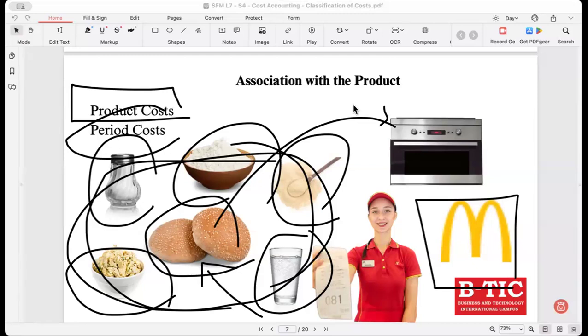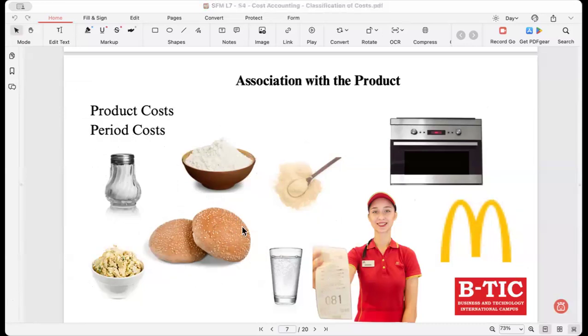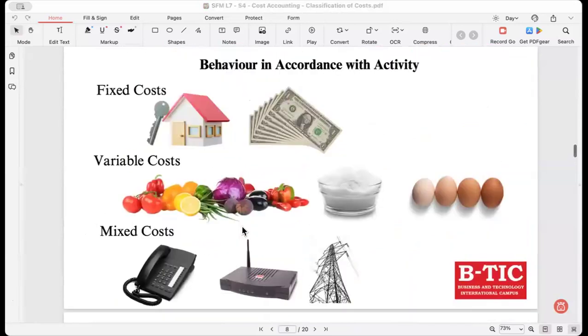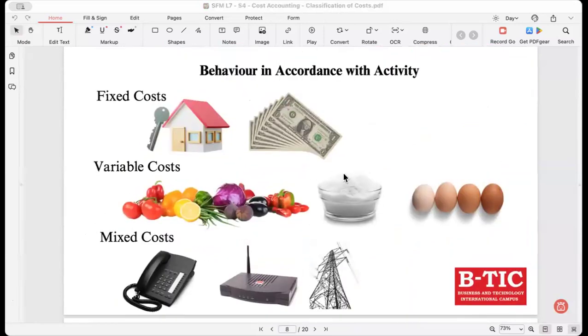So this is association with the product. And next we have behavior in accordance with the activity. So the three categories in here: we have fixed costs, variable costs, and mixed costs.